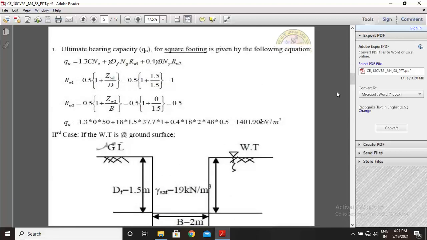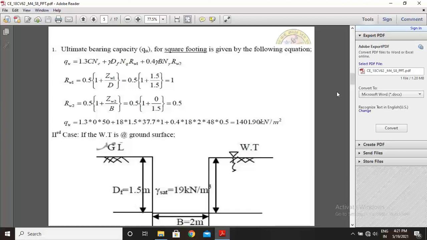Now use the ultimate bearing capacity equation for square footing, which is given by the following equation, that is QU equal to 1.3 times CNC plus gamma DF NQ into RW1 plus 0.4 times gamma B N gamma into RW2. So now you calculate the water reduction factors RW1, RW2.